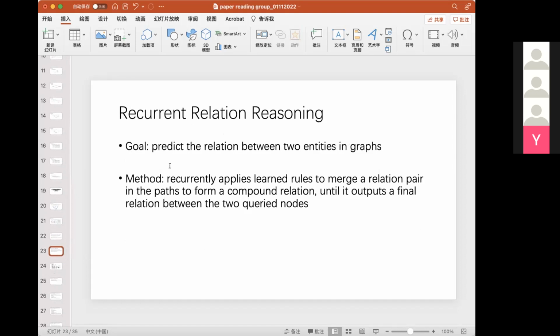Next we will introduce the detailed framework of this paper.